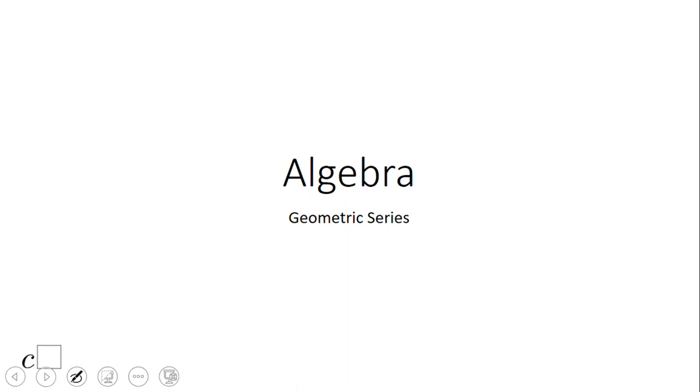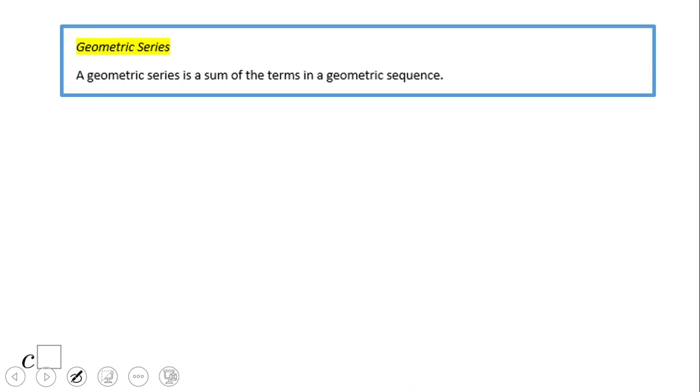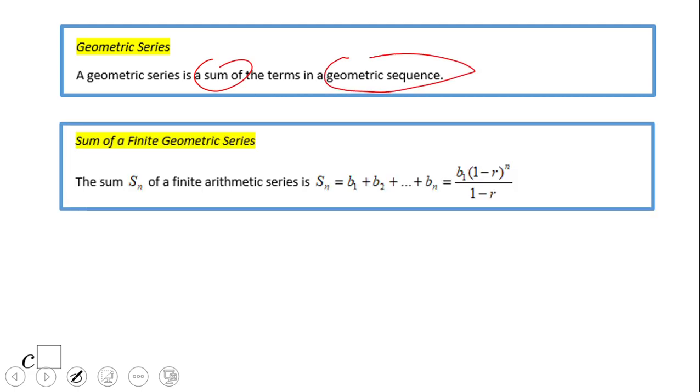In this video clip we're going to talk about geometric series. And the geometric series is nothing else than a sum of the terms of a geometric sequence. We do have a formula. Let's change this a little bit. It's B1 times 1 minus r to the n power over 1 minus r. Okay, and we'll see how we're going to use this formula.